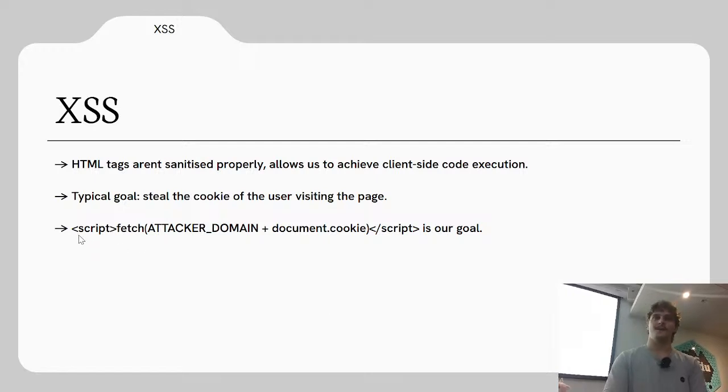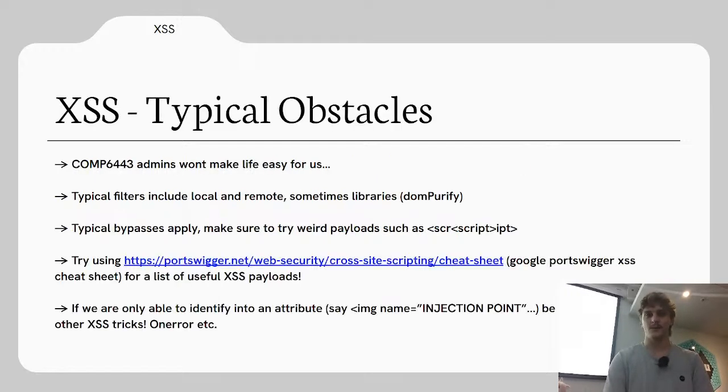It's simply when we can run a script on a web page, right? And typically our goal is just to fetch our own domain and attach a cookie. If we can do this, then of course we'll have access to the cookie of the person who has run this script. And typically that's the flag, right? So that's usually our goal. However, the 6443 admins hate our lives and they don't make this easy. So they're going to try and filter this out, and our goal is still to just get around all of their filters.